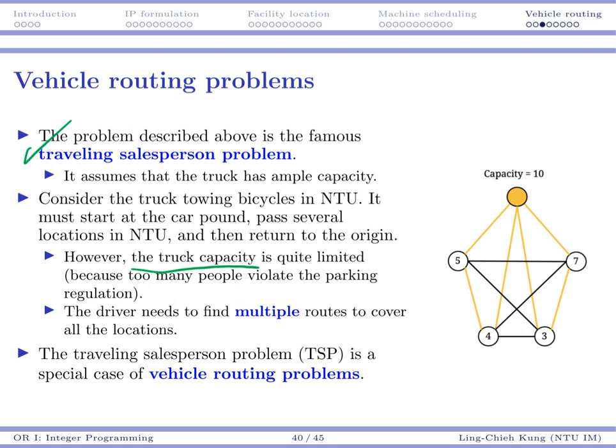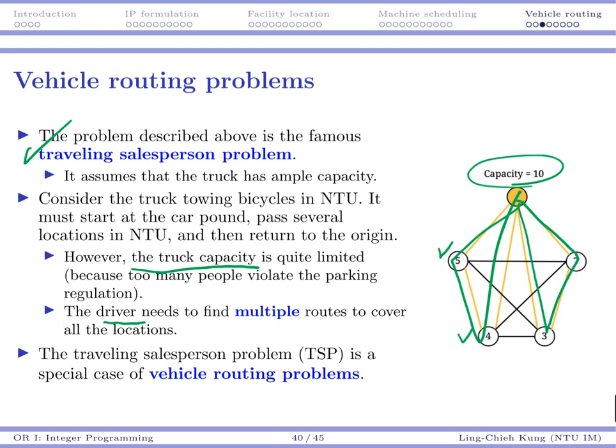So pretty much the driver may need multiple routes to finish all the locations. That's possible. Okay? So in this particular example, you may see your capacity is 10. And also at each point, there is the number of demands that you want to satisfy. Then this is one route. This is another route. They are 2 feasible routes. And in this particular example, it may be optimal.